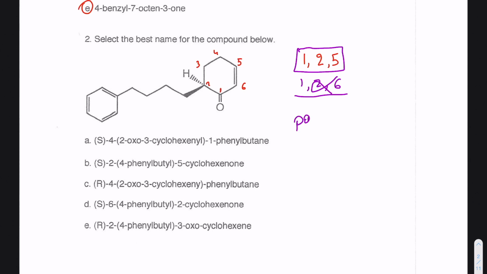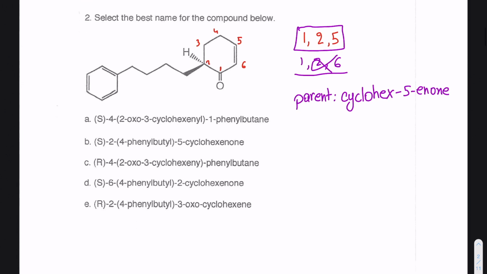So the parent chain is going to be a cyclohex-5-enone. You don't have to put 1 in front of the on, because once it's 1, it's usually already known that it's gonna be 1. For the subs, on carbon number 2, you have 1, 2, 3, 4, and carbon number 4 is a phenyl, so it's gonna be a sub inside of a sub. So it's gonna be 4-phenylbutyl.